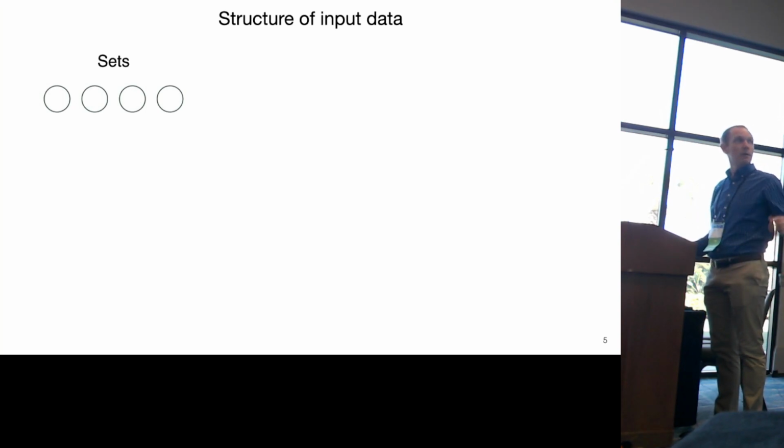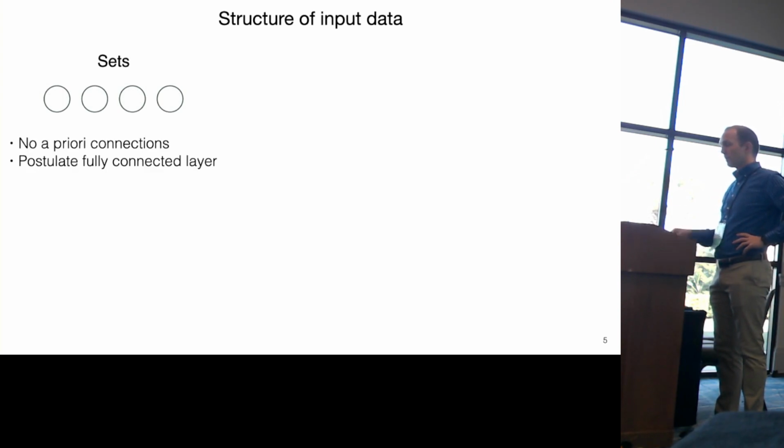So if you have just a set of objects, you may have just a set of objects where you don't know anything about the relationships. So you have to postulate a fully connected layer because you don't know what's connected to what. And then maybe you can start to learn by pruning what's connected to what. But now you need a lot of input data and a lot of computation to learn those connections.